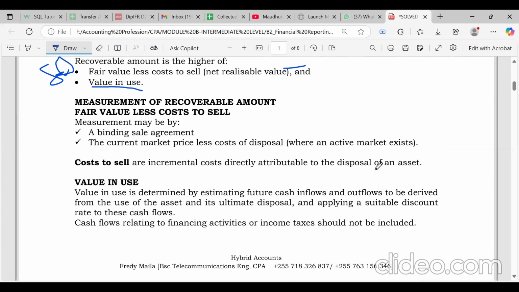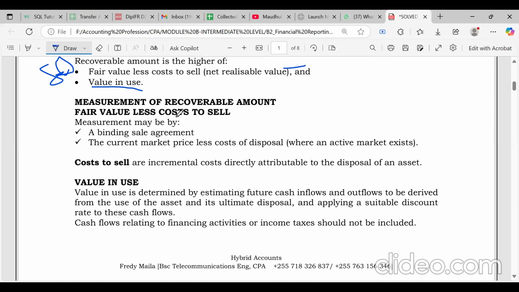Now, measurement of recoverable amount, like I've told you already, how do you measure it? We know that we have fair value less cost to sell as well as value in use. How do we get them now? Of course, in an exam, it would be easier because everything would be provided. We are presuming maybe you're in the company and you need to get it.